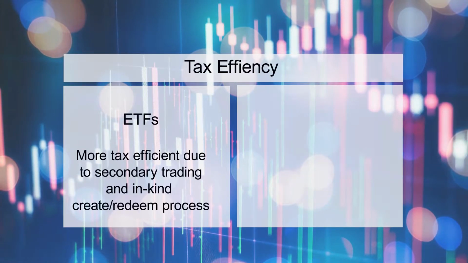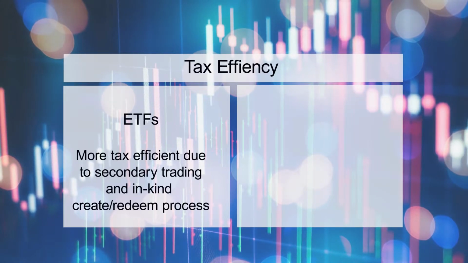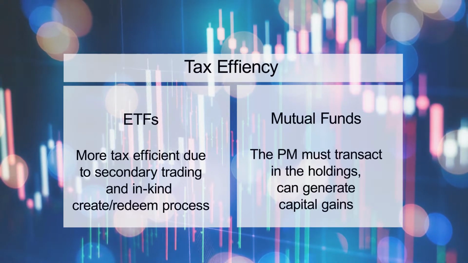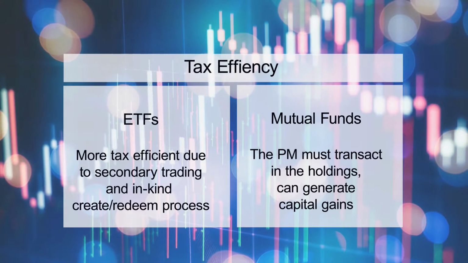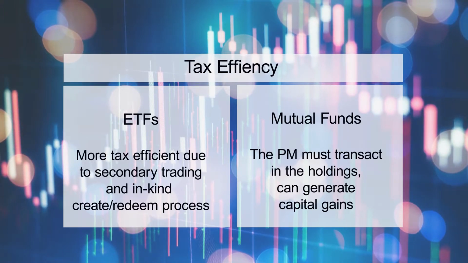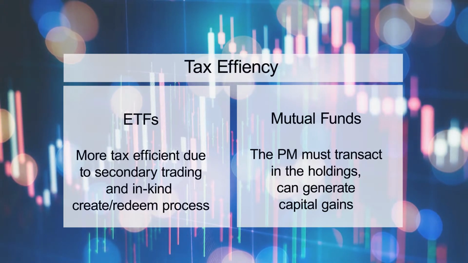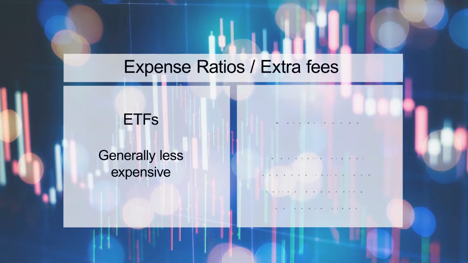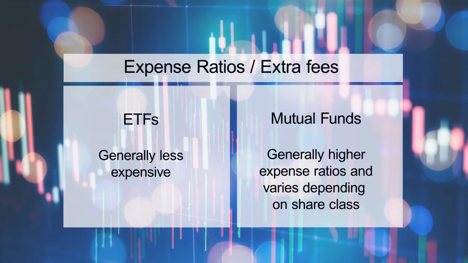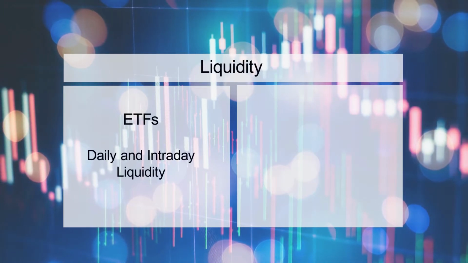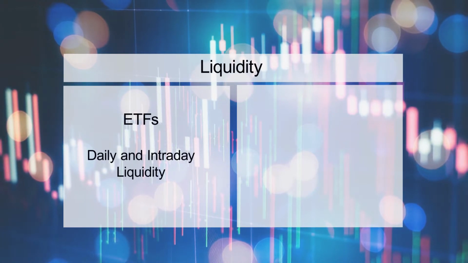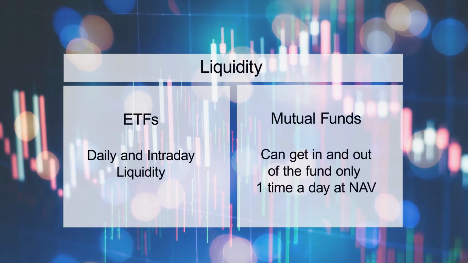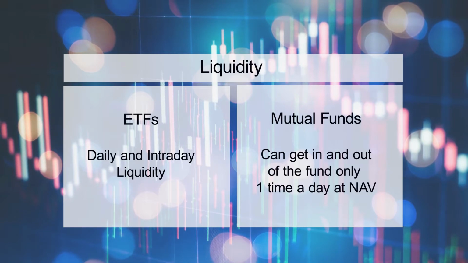Tax efficiency. ETFs are a more tax-efficient vehicle because of the technology of the creation redemption mechanism, which we will talk about, whereas mutual funds are less tax efficient because all of the trading to bring assets in and out of the funds is done inside the fund by the portfolio manager. Expense ratios. ETFs generally tend to be less expensive vehicles, and mutual funds typically have higher expense ratios and vary depending on share class. Liquidity. ETFs have daily liquidity and they have intraday liquidity. So as long as the exchange is open, you can trade in and out of the fund, whereas in a mutual fund, you can get in and out of the fund one time a day at NAV.